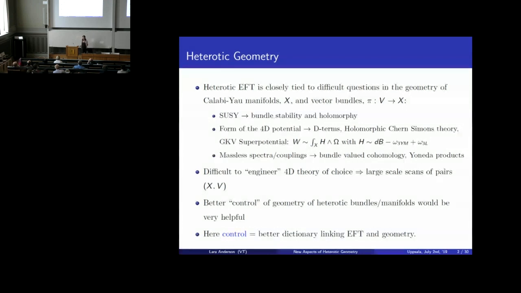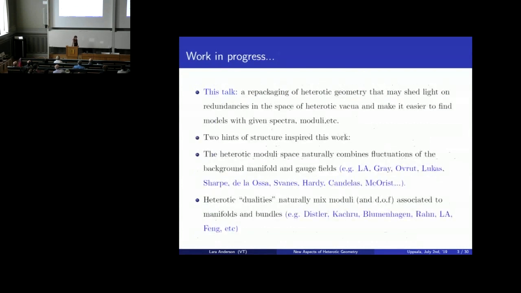So the goal here is better control of the geometry of heterotic bundles and manifolds. This would be very helpful if we understood more about how to write down the properties of the field theory, read off in a more simple way from the properties of this geometry. So better linking of heterotic effective field theory and geometry is what I'm after. So in this talk, I'm going to try and tell you a little bit about a repackaging of heterotic geometry that may shed some light on redundancies in the space of heterotic vacua. What I mean by that is different geometries that can give rise to the same effective field theory.